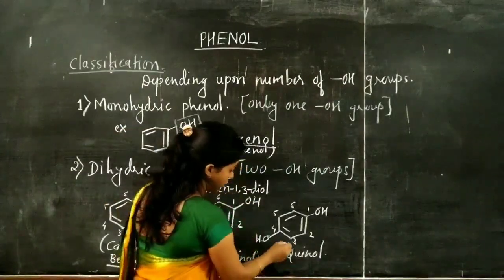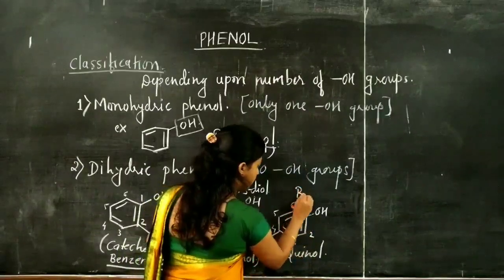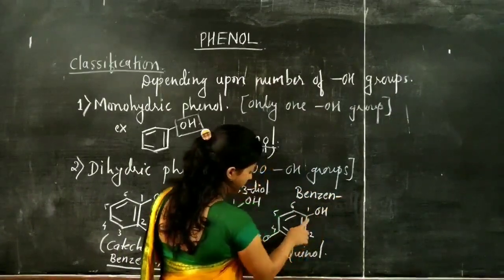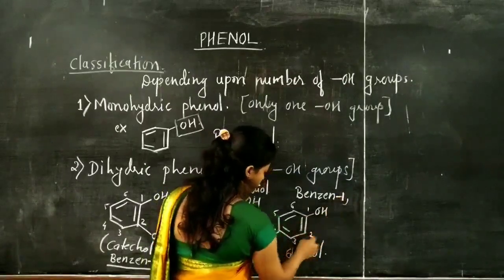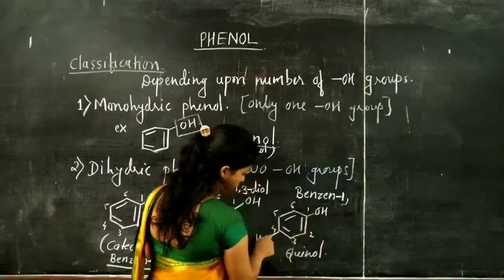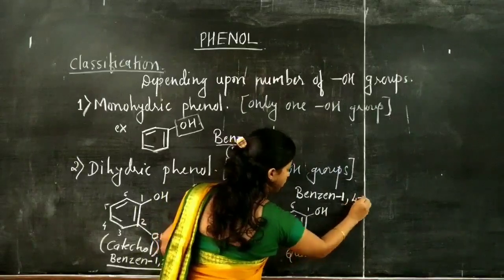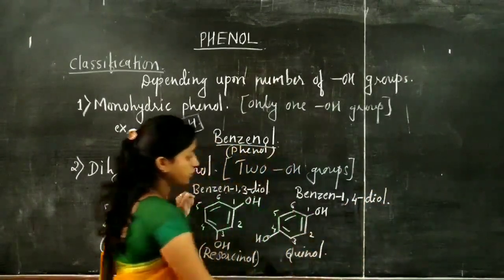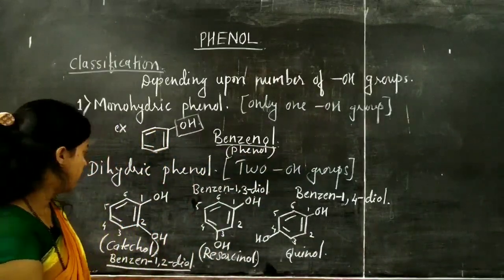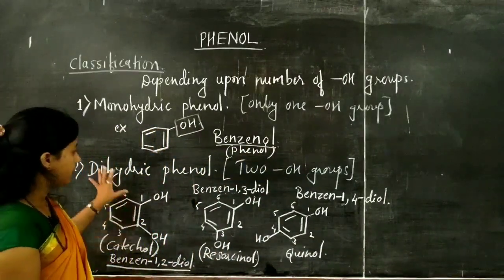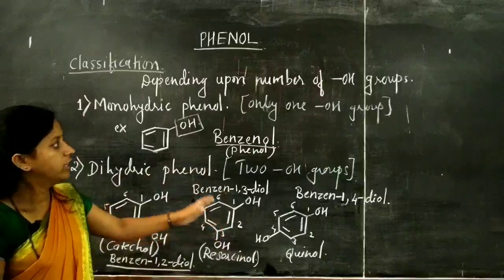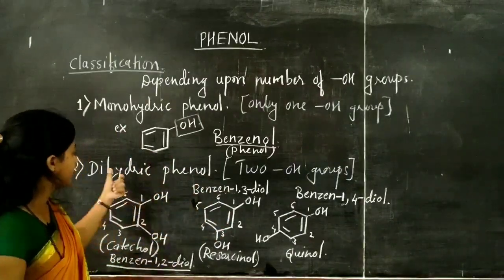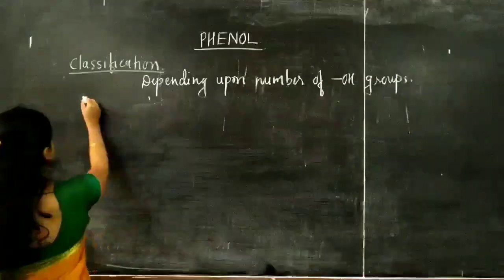For this, the IUPAC name is similar: the root word is benzene. We have to remove E and attach the position of the OH groups. It is present at 1,4 position and there are two OH groups, so it is benzene 1,4-diol. So these are the examples of dihydric phenol. Let us see the third category, that is trihydric phenol.